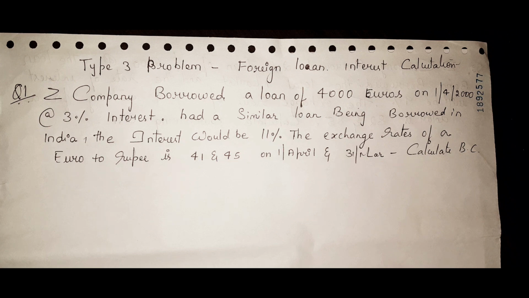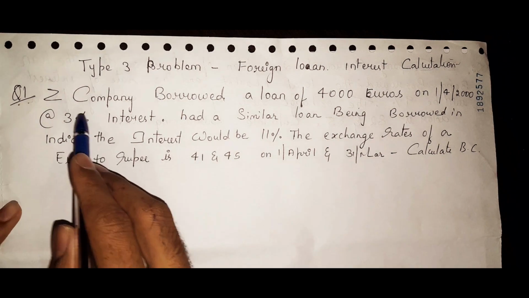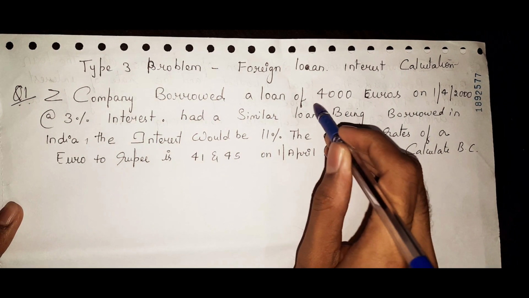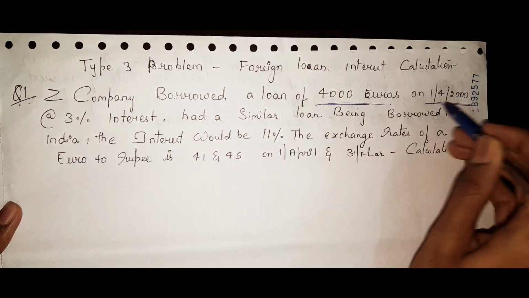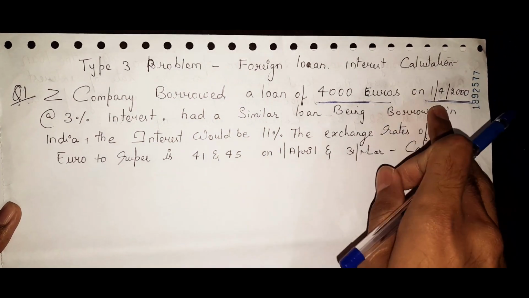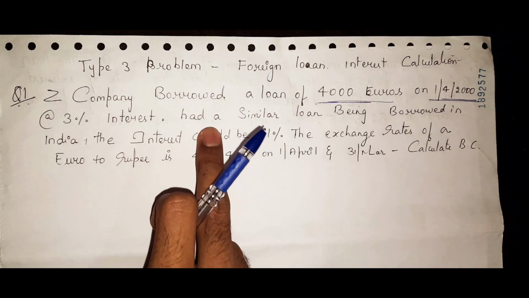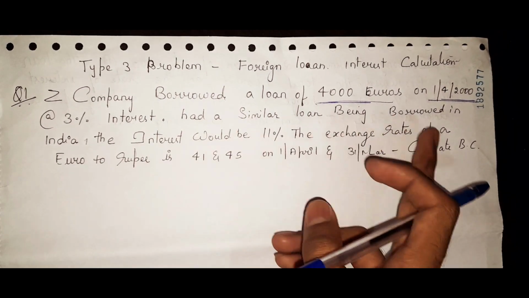Please take the screenshot of the question or at least pause the video and write down the question. Z company borrowed a loan of 4,000 euros on 1/4. Dates are very important. On 1/4/2000 at 3% interest. Had a similar loan being borrowed in India.